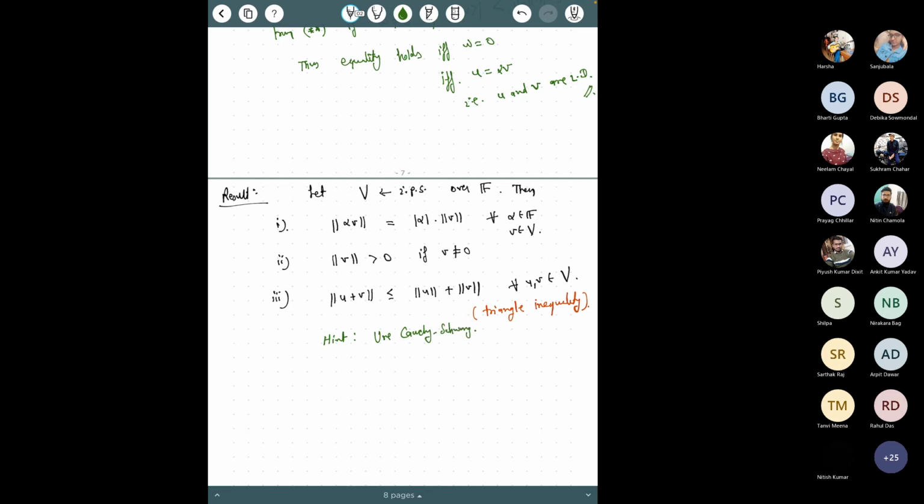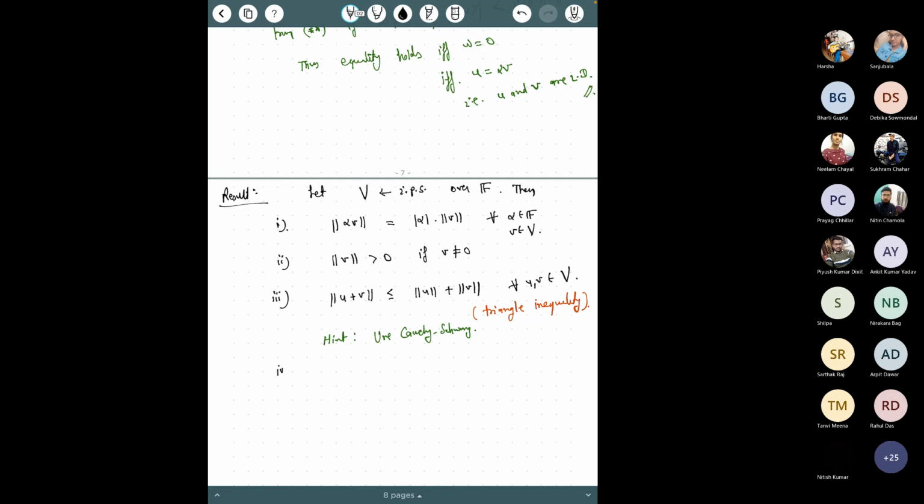What you have to do is take the left hand side. By definition, it is u plus v inner product with itself. Then you just expand this using the inner product properties, and at some point you have to use Cauchy-Schwarz. Then you can easily do it. So this is the hint for this third one.